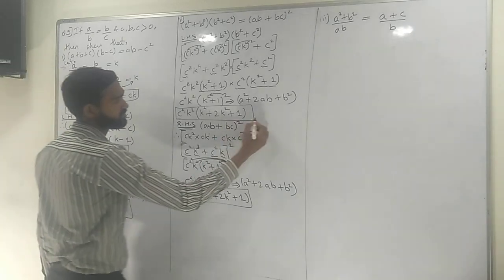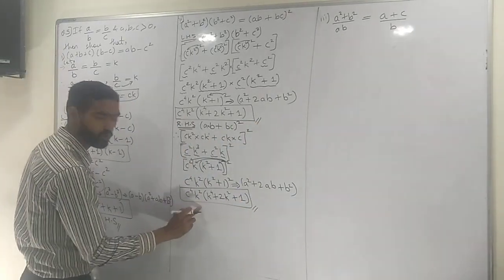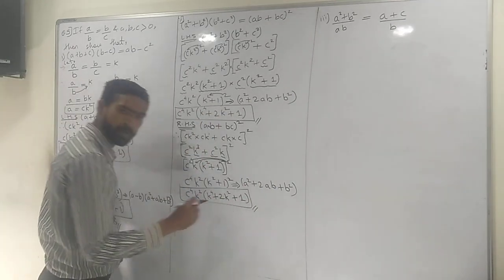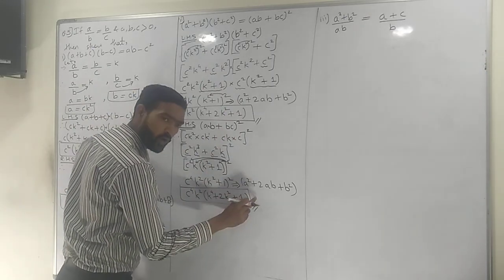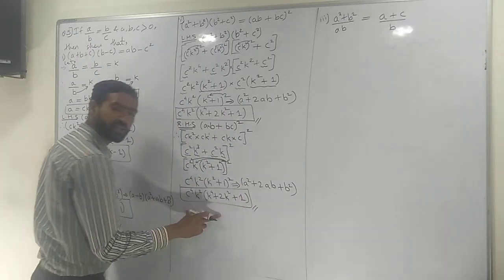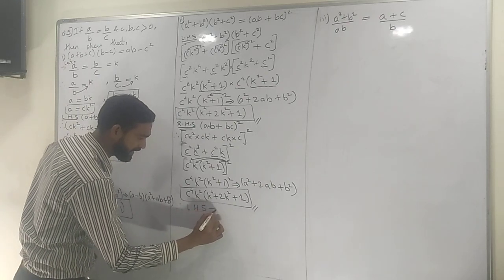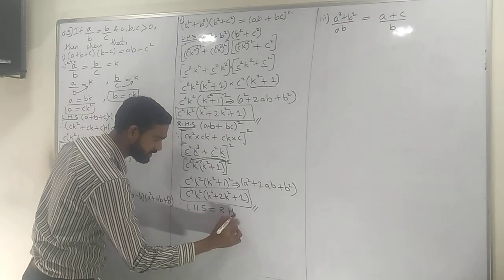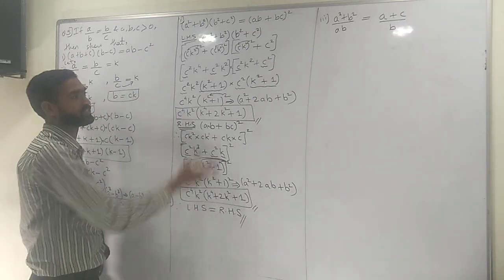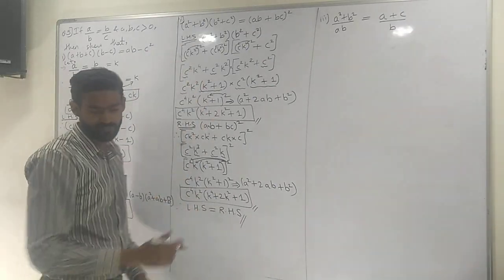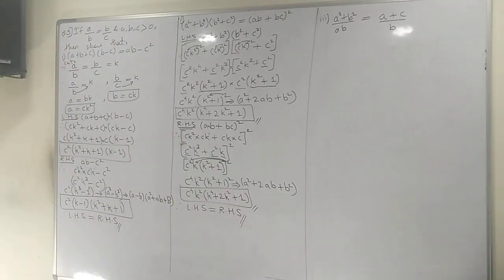Now match the answers. Left hand side is what? C raised to 4 k square. C raised to 4 k square. Same bracket, same bracket. So my left hand side is equivalent to what? It is equal to the right hand side. So I'll write therefore my left hand side is equal to right hand side. This I needed to prove, and this way we have proved that left hand side is equal to right hand side. Clear all?